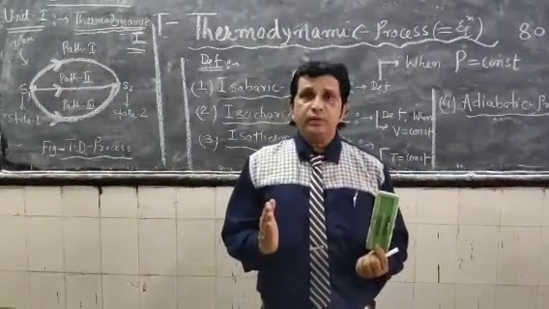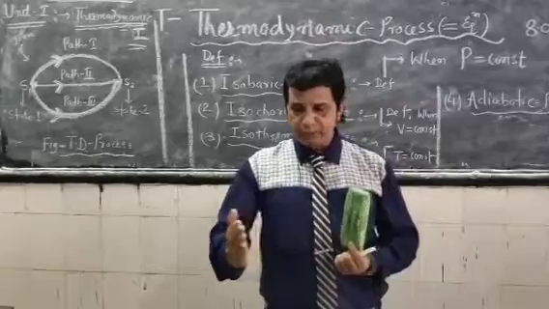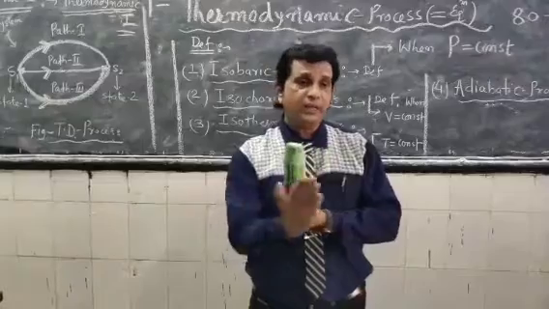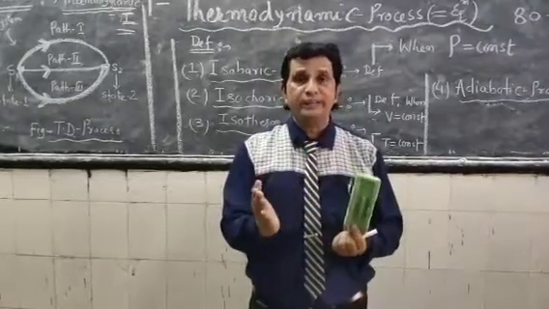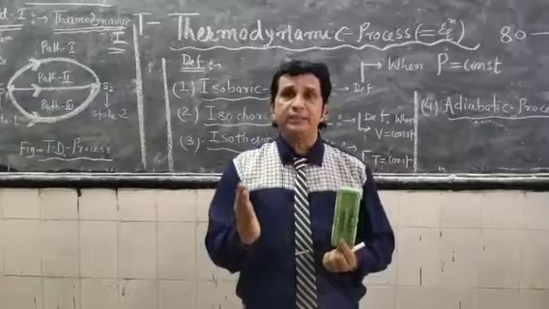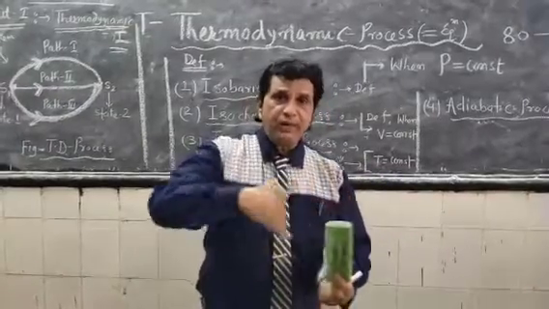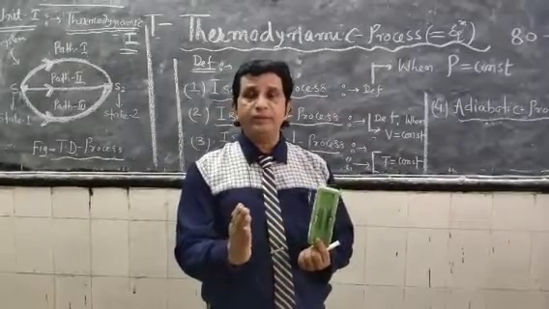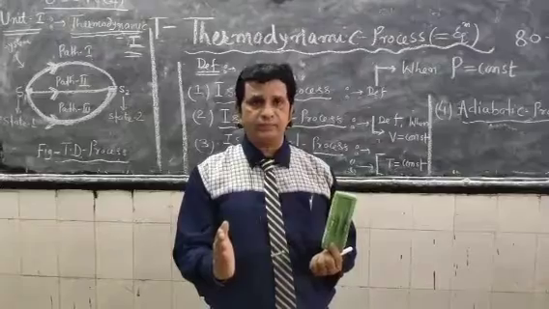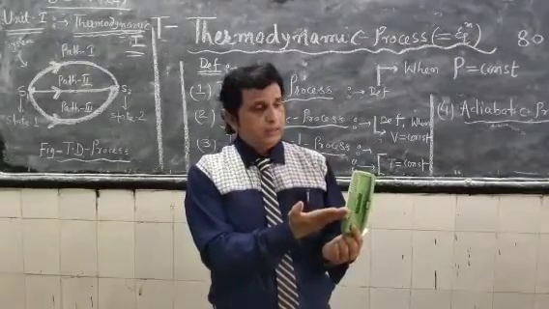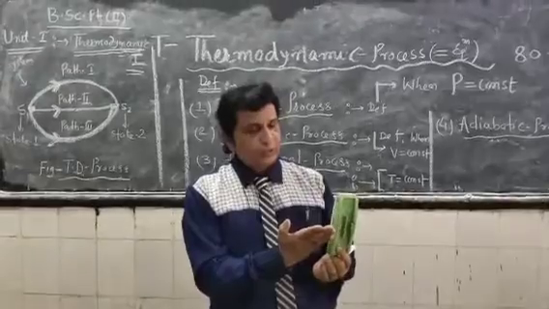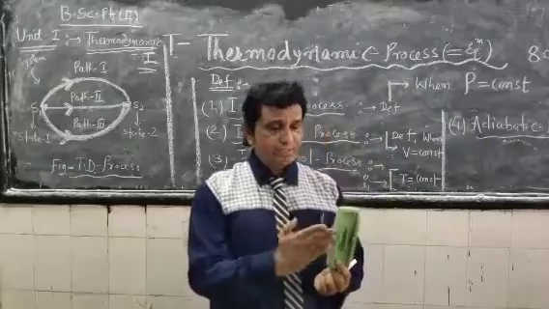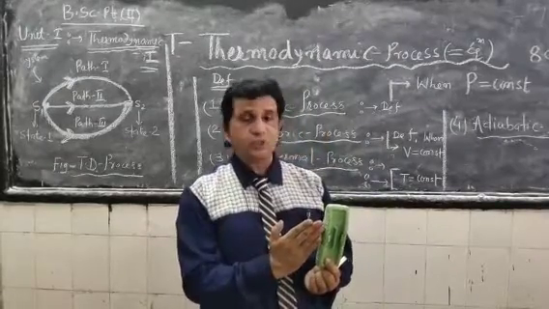In respect of surrounding, the rest of the part, the upper part, lower part, right-hand part and left-hand part of the system, is known as surrounding. Next one, boundary. Boundary is defined as the walls or resistance which separates the surrounding from the system.